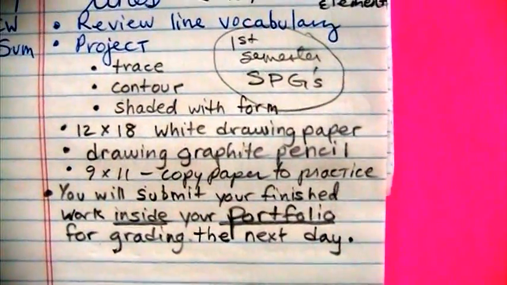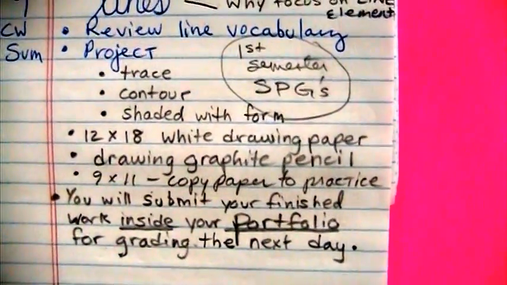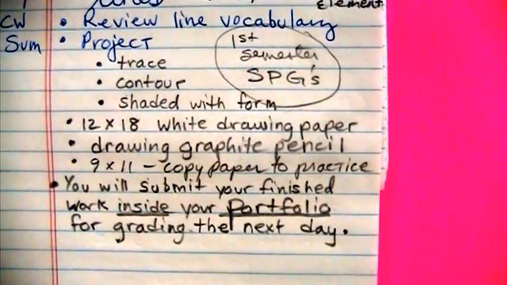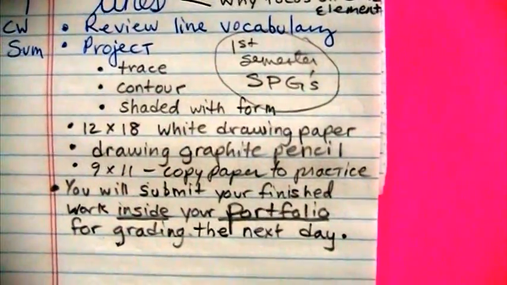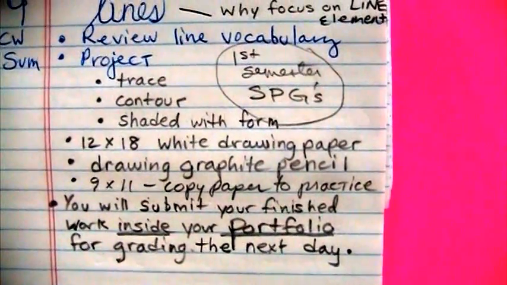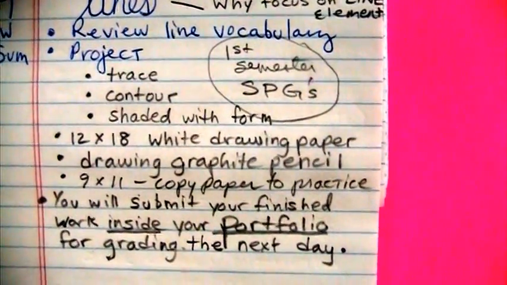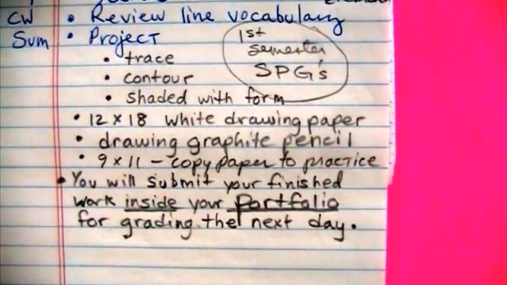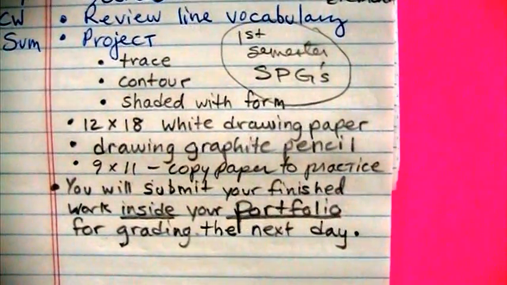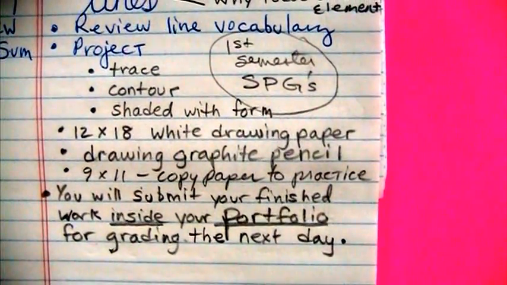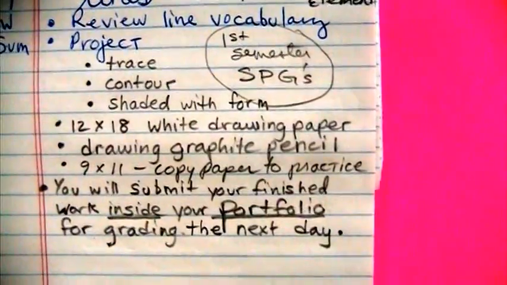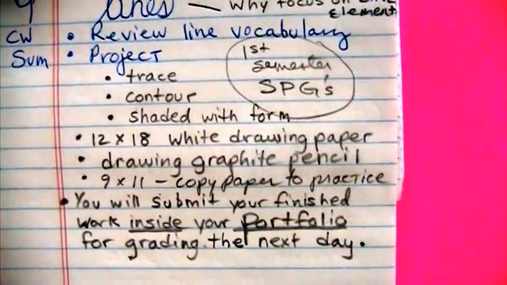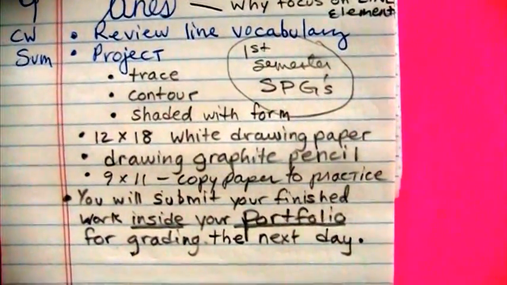All right, so today, if you're first semester, we took the SPG, and then we started on our summative project. And it's going to involve tracing, a contour drawing, and a shaded subject matter with form. You're going to need a 12 by 18 piece of white drawing paper, a drawing graphite pencil, possibly an eraser, and you're going to need a couple pieces of just plain old copy paper to practice, especially when you're going to practice tracing your hand. It sounds so simple, but you want the hand to be traced really, really well.